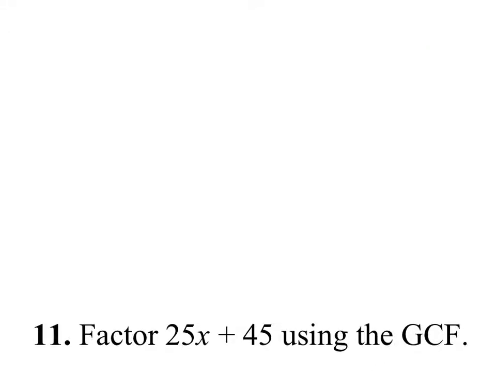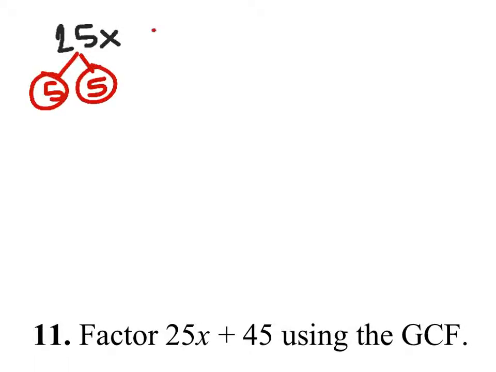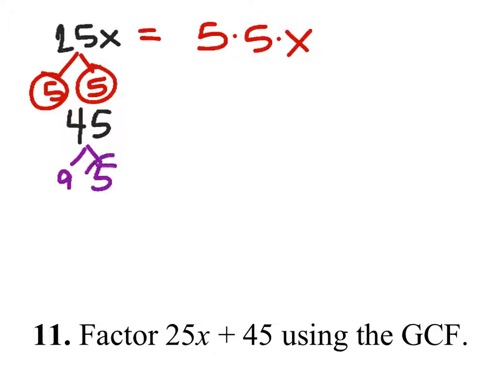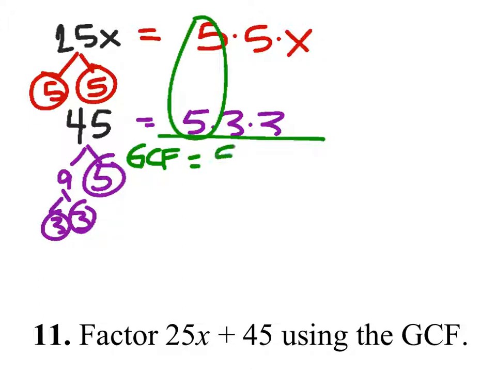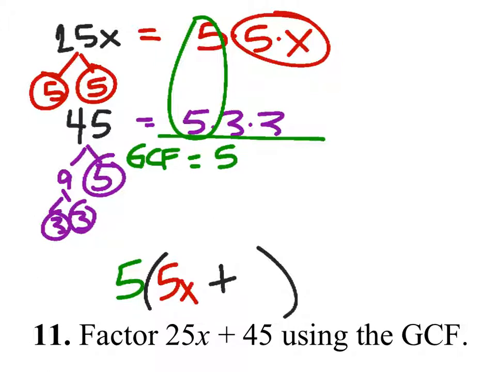Factor 25x plus 45 using the greatest common factor. Okay. So once again, we'll go back to the factor tree. 25 splits up into 5 and 5, both of which are prime. So this becomes 5 times 5 times an x. And then I've got 45, which splits up into 9 and 5. And then 9 splits up into 3 and 3. So 45 equals 5 times 3 times 3. When I want my greatest common factor, I just need any factors that are common, which in this case looks like it's just this 5. So from this expression, I'm going to factor out a 5. And then what's left over from the 25x? 5x right here. And then from the 45, 3 times 3, which is 9. There it is.